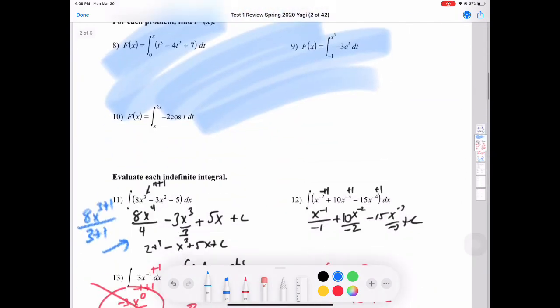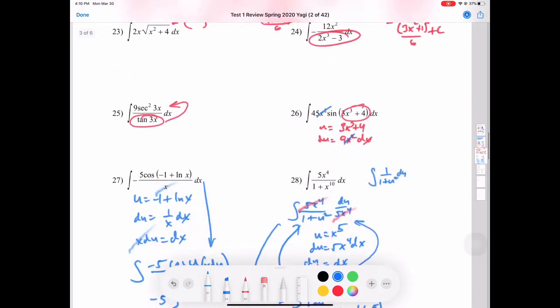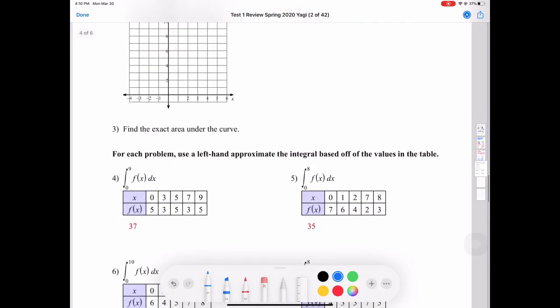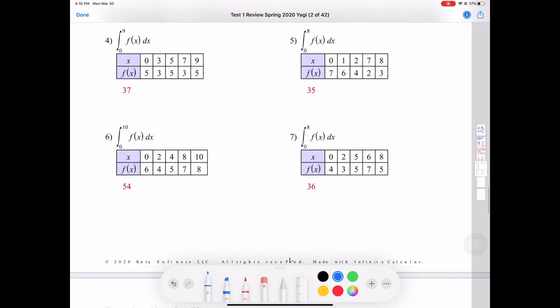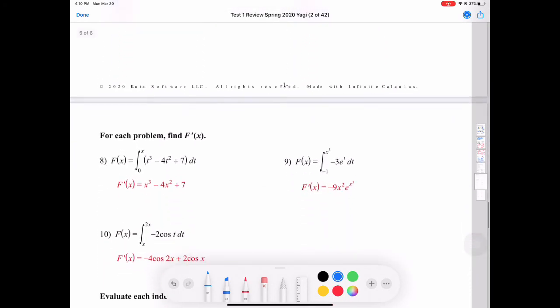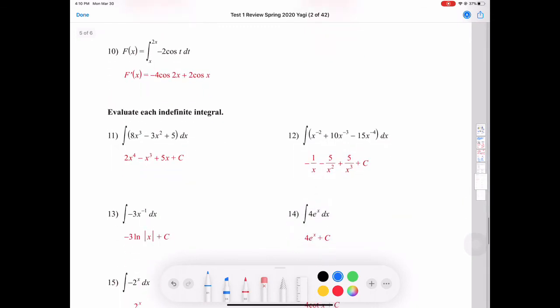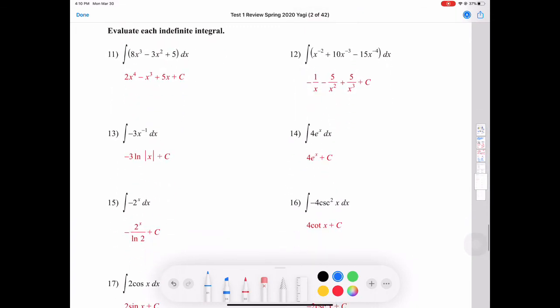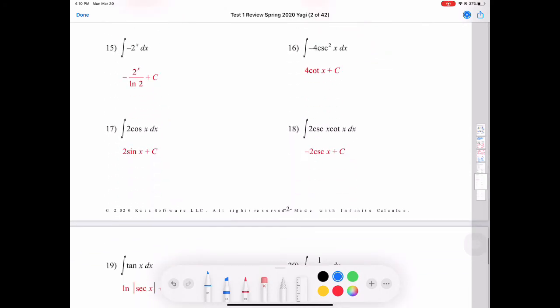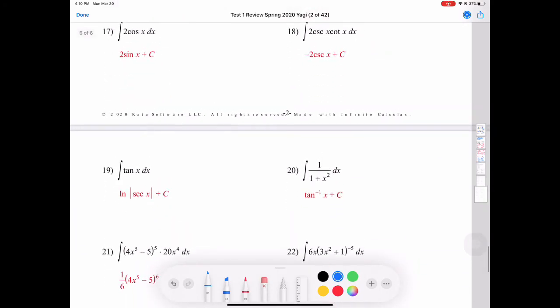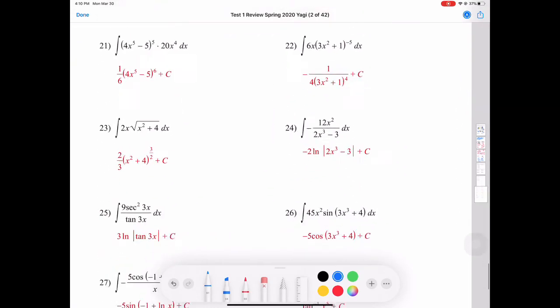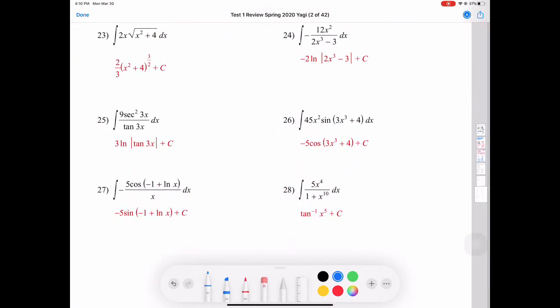If you have any questions, go ahead and email me. Just to show you guys the answers in case you need them, because you can pause it. That's 4, 5, 6, 7. We're jumping that. Go to 10, 11, 12. 16, 17, 18, 19, 20. Again, you can pause the video, look at the answers, just double check. And that's the last one.